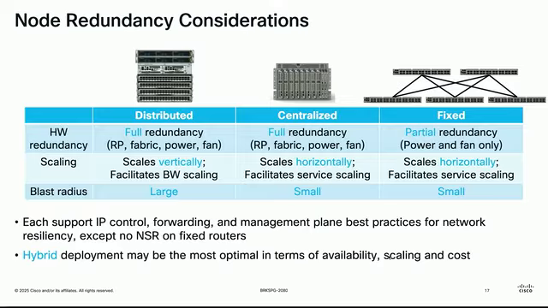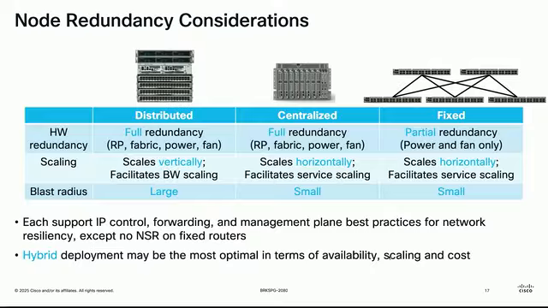Router architecture comes in 3 flavors. We have distributed, centralized, and fixed chassis. Distributed and centralized, they both come with dual RP, multiple fabric cards, system controller, multiple power supplies, and fans. So it kind of provides you full redundancy. The fixed, on the other hand, doesn't come with dual RP. They have multiple power supplies and multiple fans, so they give you partial redundancy.